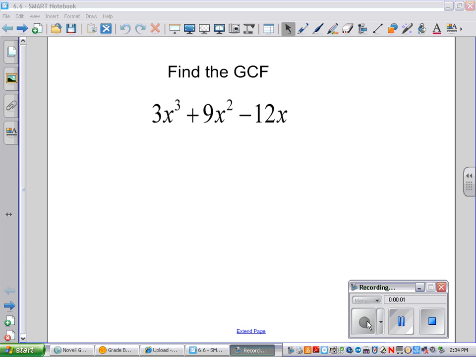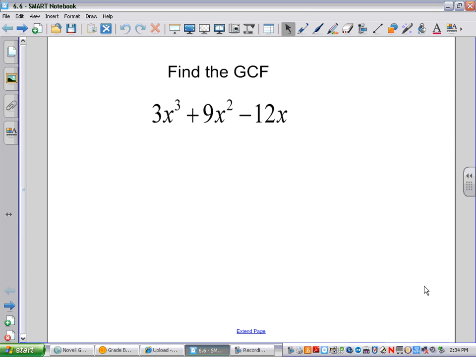Okay, hello, welcome. Again, this would be 6.6. The directions say find the GCF. You must first know what GCF stands for. Greatest common factor.